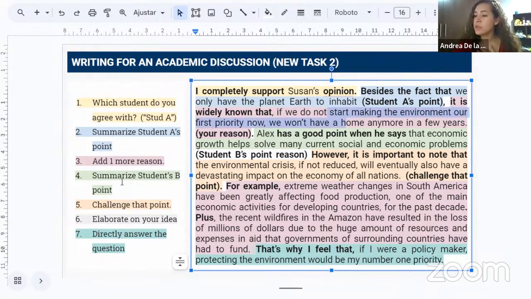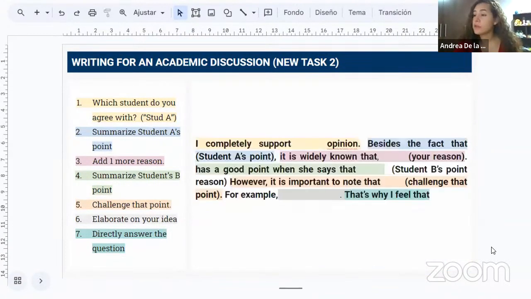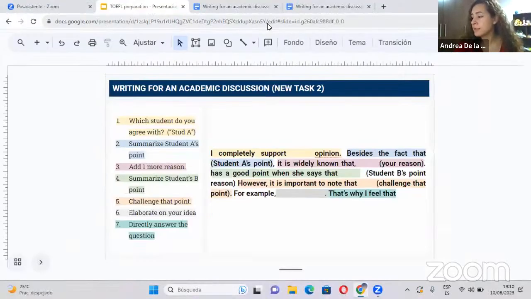And then what you needed to do in the fourth point was mention the other student's point. So you say, Alex has a good point when he says that, and then you mention his point. And you need to challenge that point, right? Then you need your examples, your details. So you need to continue elaborating on your idea. And finally, you needed your conclusion where you directly answer the question. That is what we did yesterday, right? Do you guys remember? Do you guys have any questions before we start today's practice?